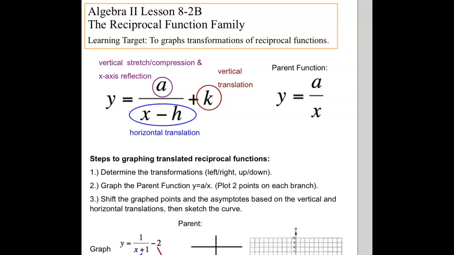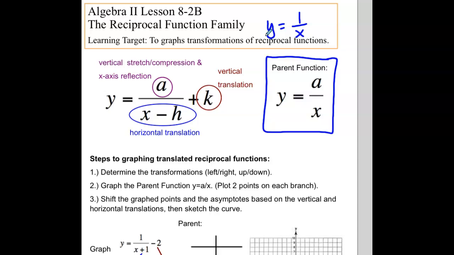All right, welcome back. We're going to finish up our notes on 8.2. We're still looking at graphing transformations of that reciprocal function. Remember, our basic parent function was just y equals 1 over x. And then yesterday, we looked at this version of it. So we are including any stretches, compressions, or reflections, which is this a piece. We're going to consider that part of our parent function just for the ease of graphing.